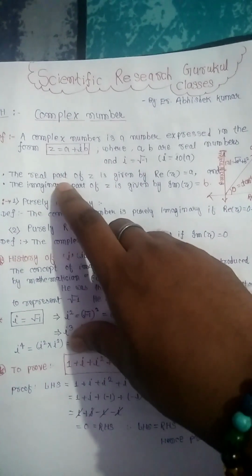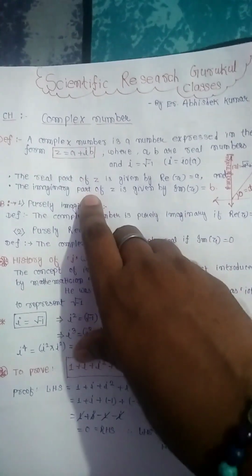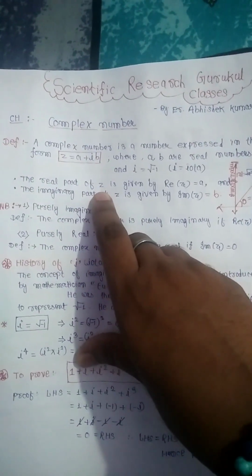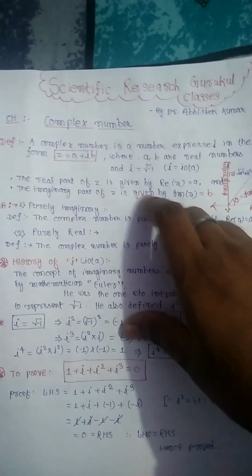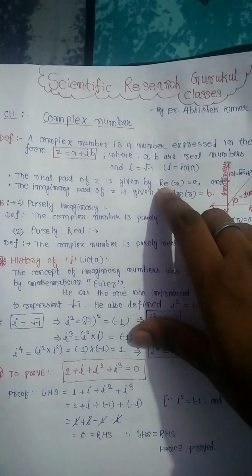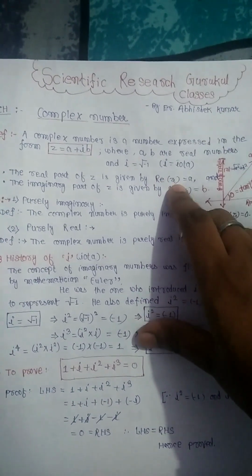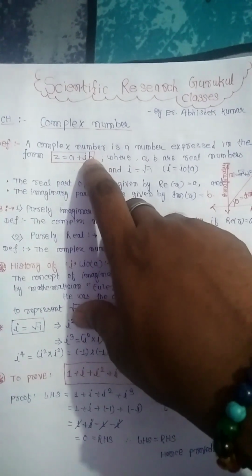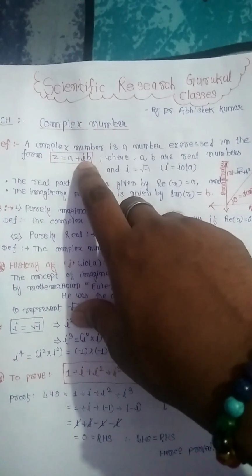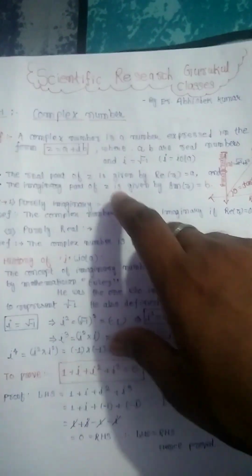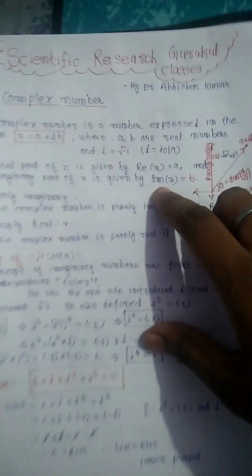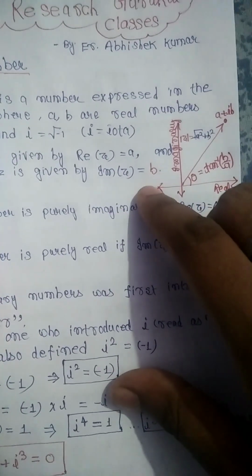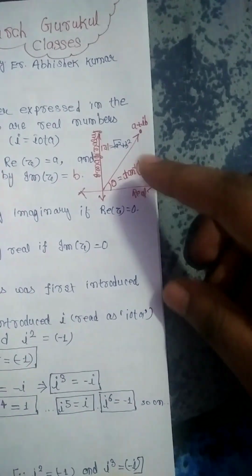Okay, so here is the real part of z, where z is a complex number. The real part of z is given by Re of z. Re means real part of z. So a will be the real part of z, and b is attached to iota, so that is the imaginary part. Here the imaginary part of z is given by Im of z, that is b.